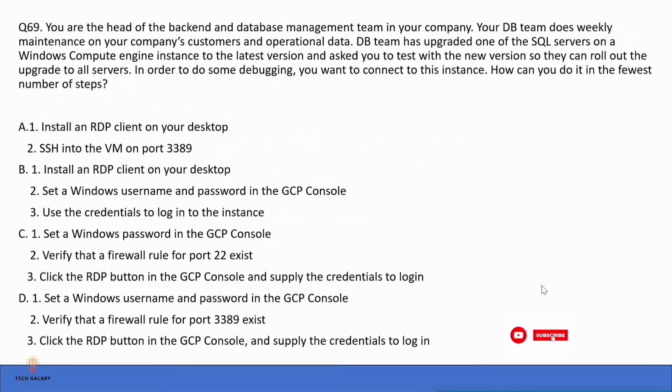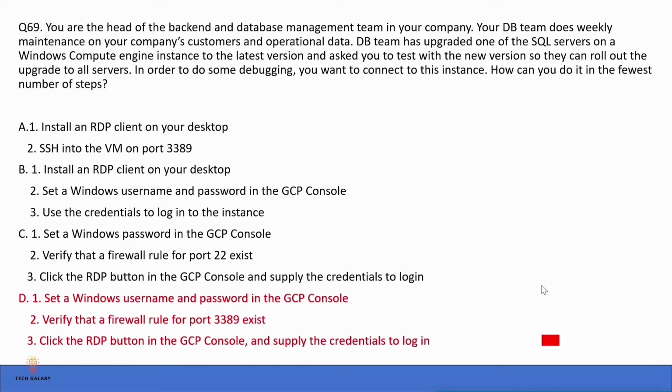Option D, set a Windows username and password in the GCP console. Verify that a firewall rule for port 3389 exists. Click the RDP button in the GCP console and supply the credentials to login. So here we are setting the username and password. So this provides access to login, and we are also setting the firewall rule on port 3389. So these are all the essential things which we need to set up to RDP to the Windows server. So once we perform steps 1 and 2, we can just click the RDP button in the GCP console and supply these credentials, username and password, to log into the Windows server. So this is the correct option. So option D is the correct one for this question.